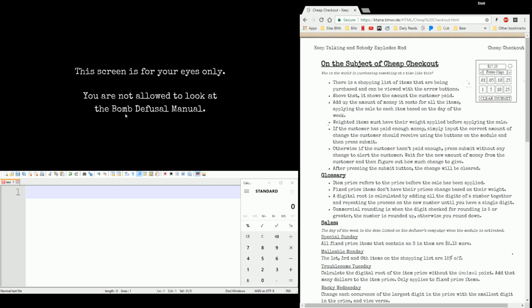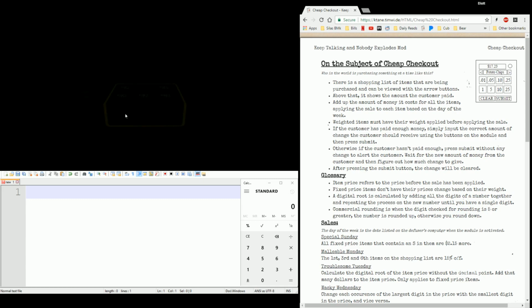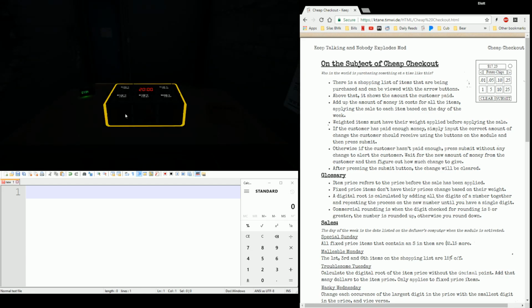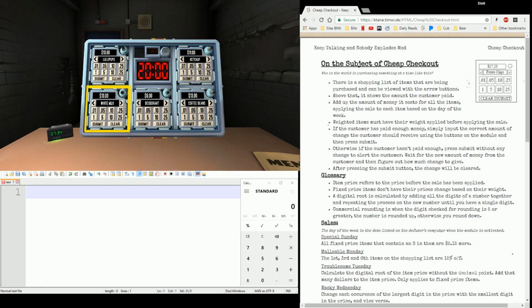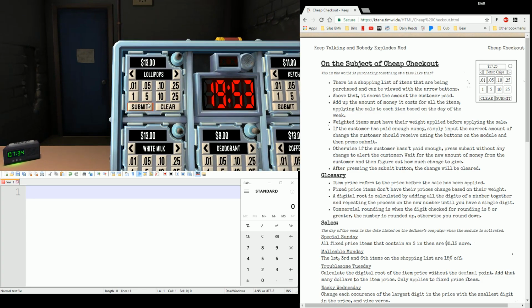This time we are going over the cheap checkout module. For this one, we do not need edge work actually, but we will need to know something. Let's take a look. You saw it said welcome to KTANE at the beginning, and then when it powers up, registers everything. It looks like this.